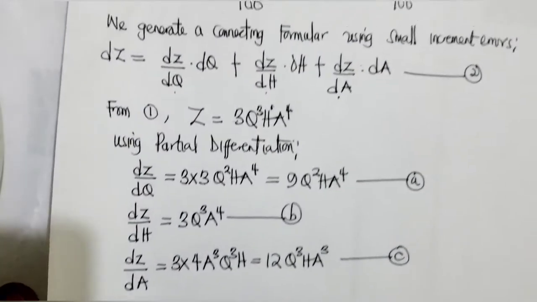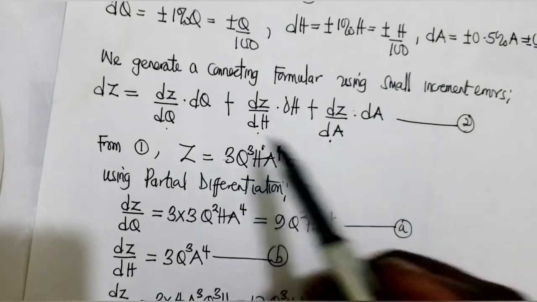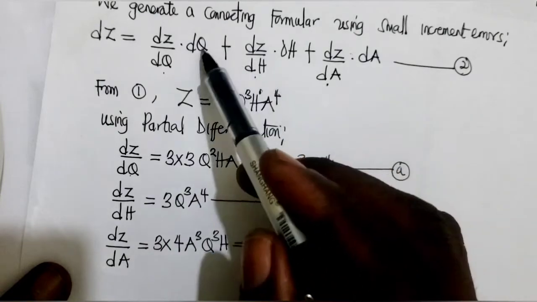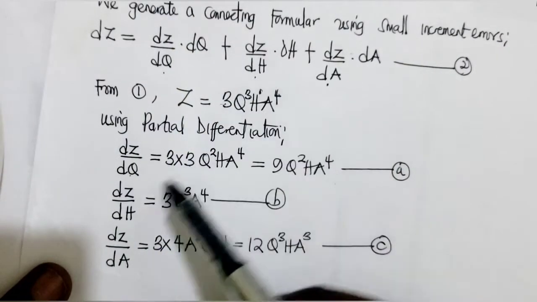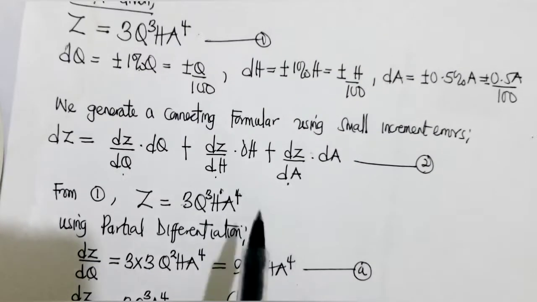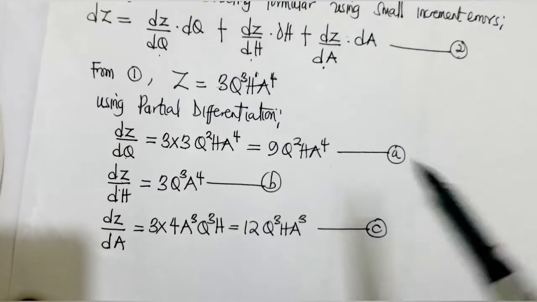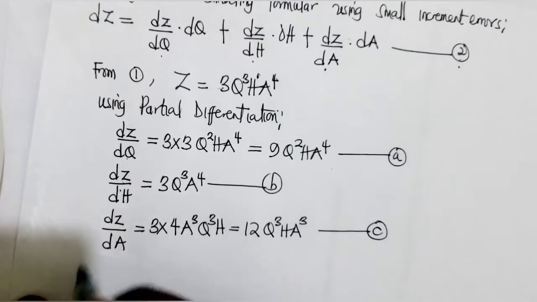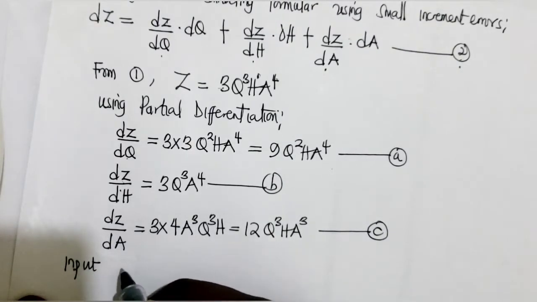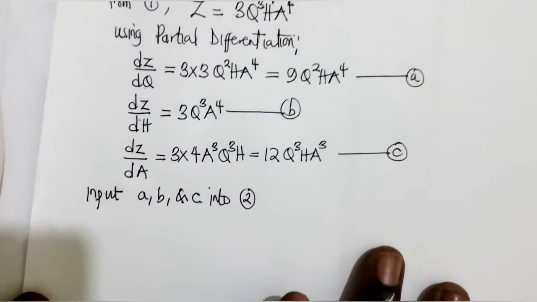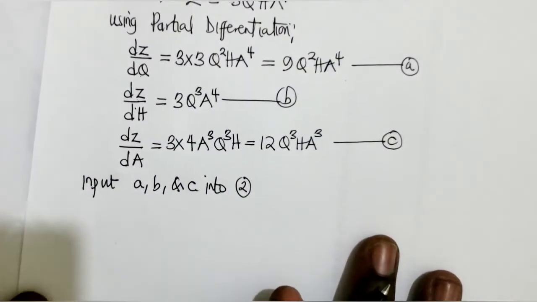You rearrange, then this is your C. Since we have this, now let's take a look at our connecting formula. We need dZ/dQ, we have that already. We need dQ, we have that as well. We need dZ/dH, we just did that. And we need dZ/dA, we have that too. dQ, dH, and dA we are already given. So substituting each of these values into equation 2 now, input A, B, and C into equation 2, which is our connecting formula. So this is what we are going to have.